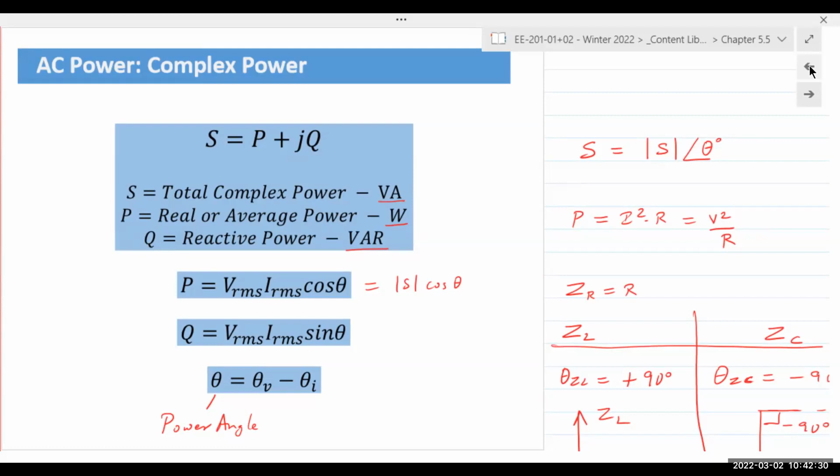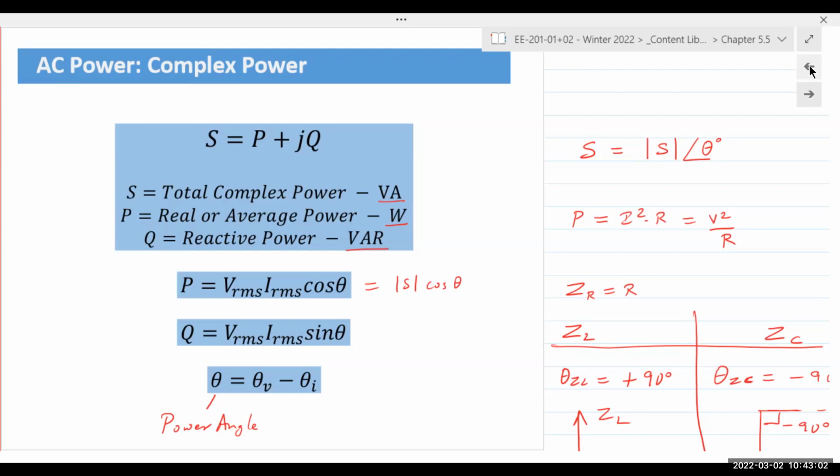Sine of plus 90 and sine of minus 90, right? And you need VRMS and IRMS for that particular component. So these two equations are more appropriate when you have a source and you're trying to find the answers directly for a source. Because a source, whether it's a current source or a voltage source, will supply voltage and current both, right?